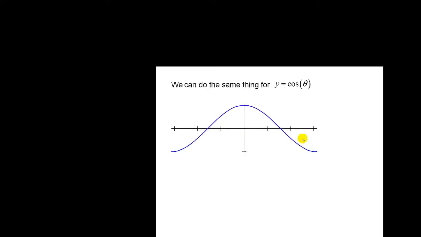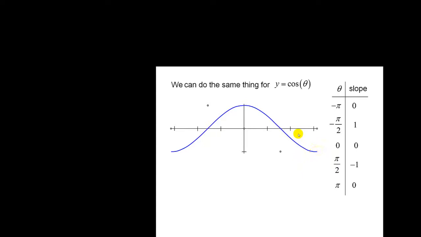We can do the same thing for cosine. Here's the cosine graph. Plot its points and find the slopes. At negative pi, it's flat. At negative pi over 2, it's 1. At 0, the slope has gone to 0. At pi over 2, the slope is negative 1. Again, we're looking at the slope of the tangent line at that point. And then finally, at pi, the slope has gone to 0 again.